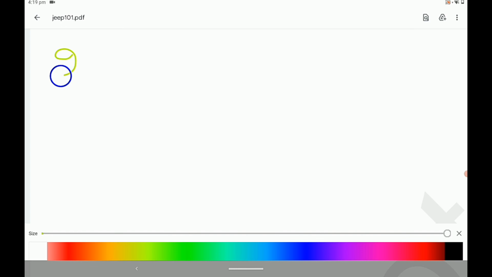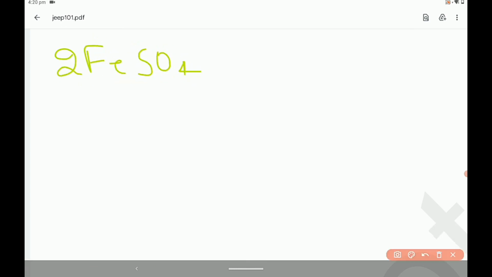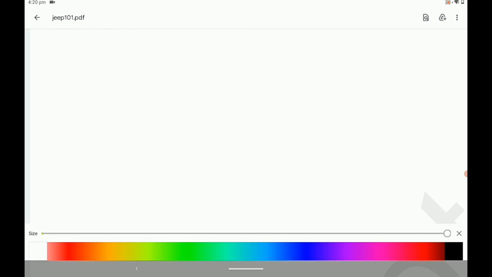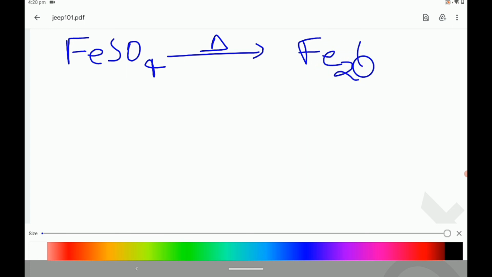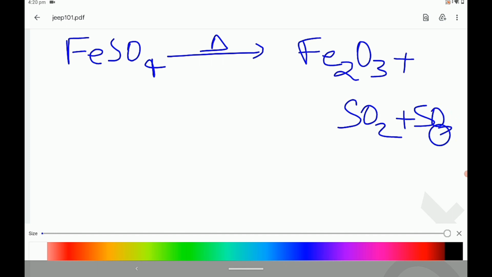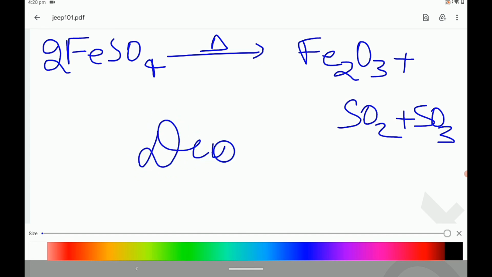Ferrous sulfate, 2 moles of FeSO4. Is this color visible, or take a little different color? Let's take blue. Ferrous sulfate, when you provide heat, it's decomposing to form Fe2O3, SO2 and SO3. This is given in the textbook itself. So just balance it, 2 moles of Fe. So what type of reaction is this? Decomposition in the presence of heat.